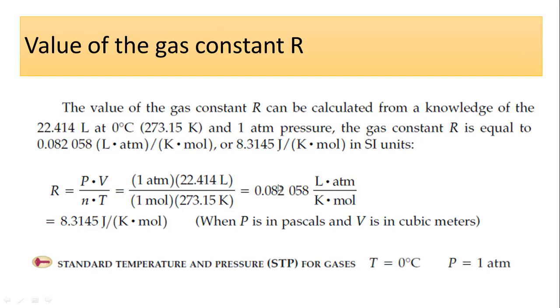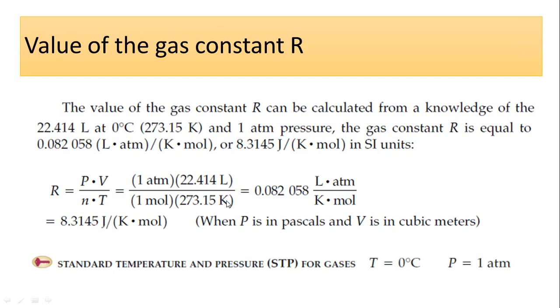So this is the unit of the gas constant in this value, but there is another value given here: 8.314 joule per Kelvin per mole. This is the value in the SI units. It is also given here: when you use the pressure in Pascal and the volume in cubic meter, then after rearranging the units, this will give you the value of 8.314 joule per Kelvin per mole.